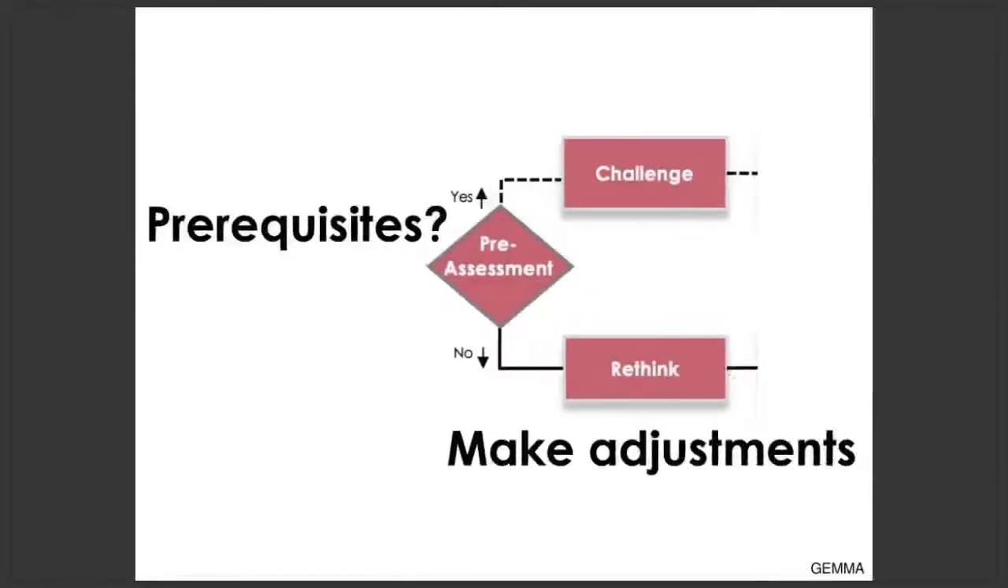And after they've done the task, we expect students to be able to peer or self-assess what they've done. If they've done well on the task, they can go on to a challenge activity. If they haven't, then they do a rethink activity, which will help them make adjustments, make sure they're on track, and their understanding is good enough to continue to the next stage.